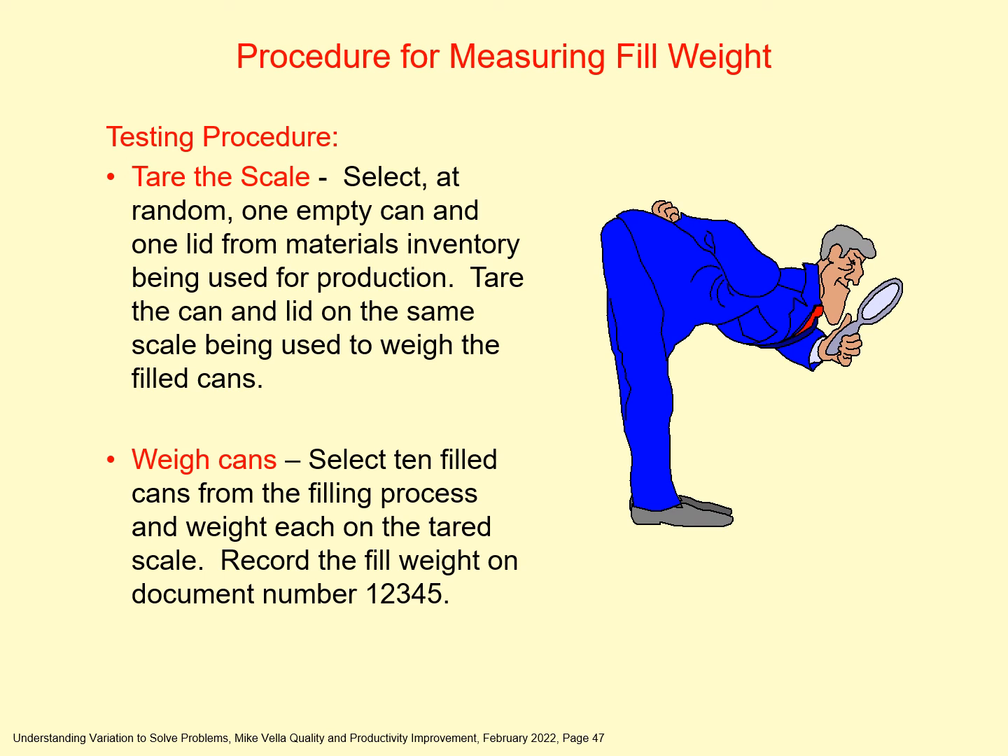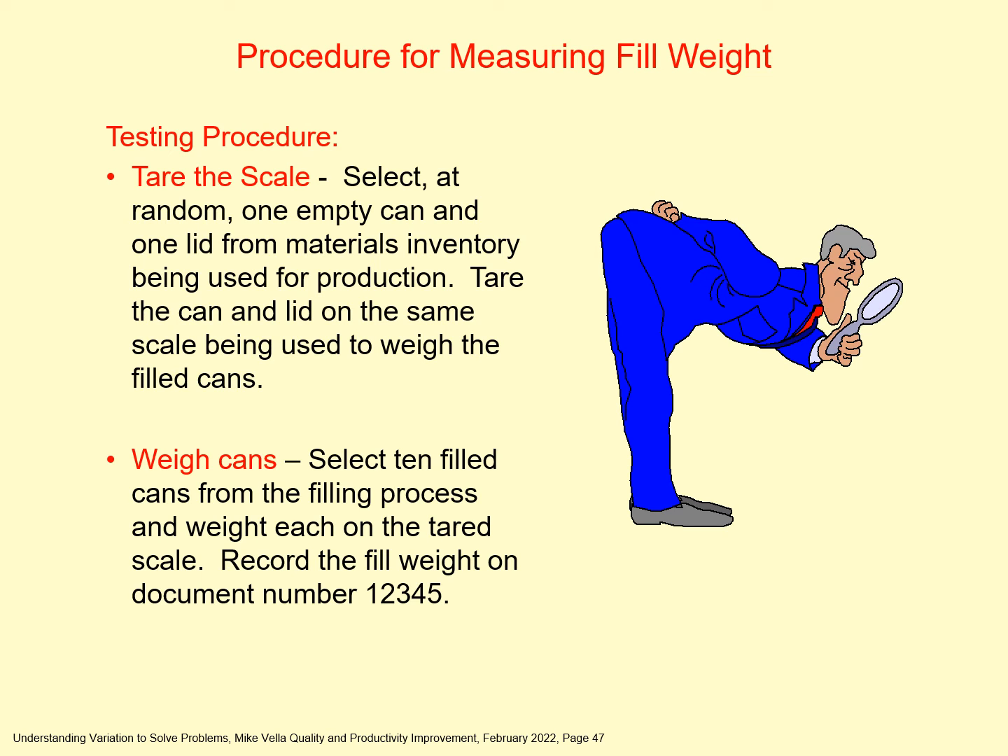So in this case, we're interested in measuring fill weight, and so I've come up with a procedure as if you were to measure the fill weight, and that's important. That's maybe the characteristic that we're trying to measure. So you're going to select at random one can and one lid from the materials inventory being used for production. We're not so much interested in the weight of the can and the lid, we're interested in the weight of the food. So you tare it out on the scale and set it at 0. Then you're going to weigh cans.